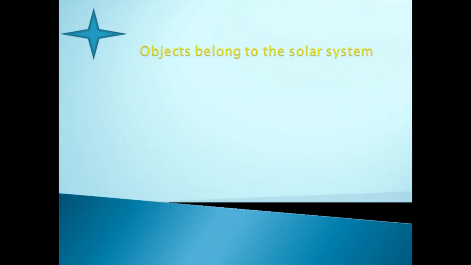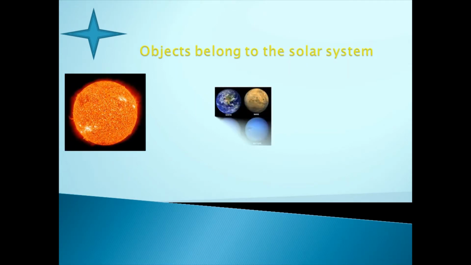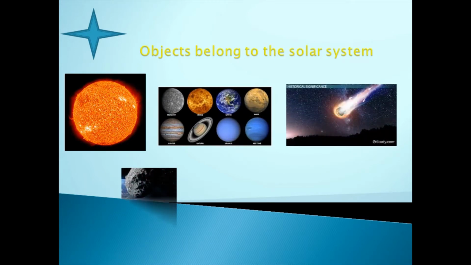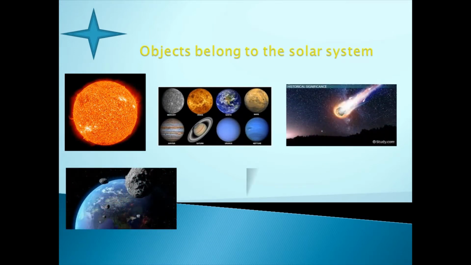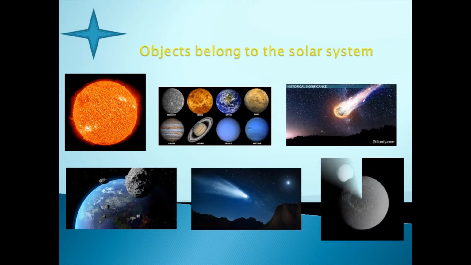Objects belonging to the solar system: Sun, planets, asteroids, meteoroids, comets, natural satellites.